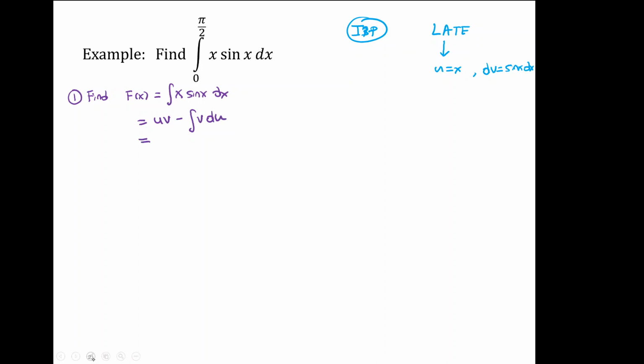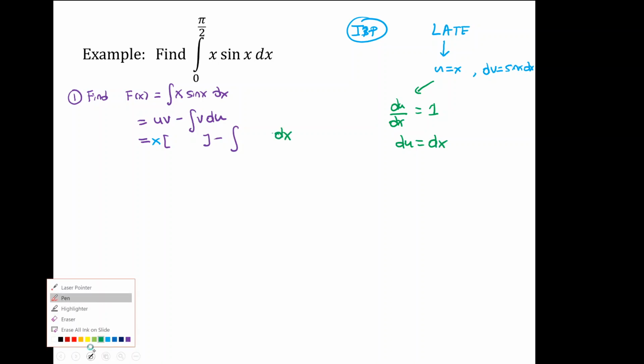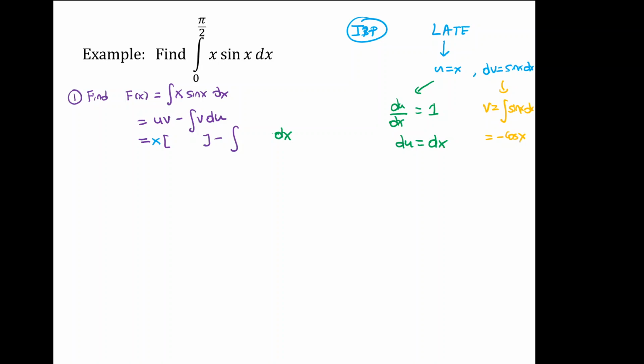So u we can put in as x, leaving a space for v and the du. Okay, so du by dx is 1. That means du is equal to dx. That's nice. Now we have to get v. Integrating dv, the integral of sine of x dx is negative cosine of x. Remember, we're taking the antiderivative, not the derivative. So negative cosine of x, and then another negative cosine of x over here.